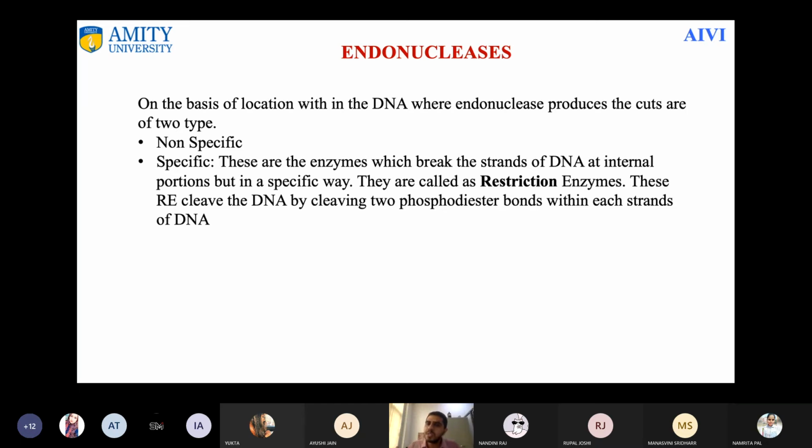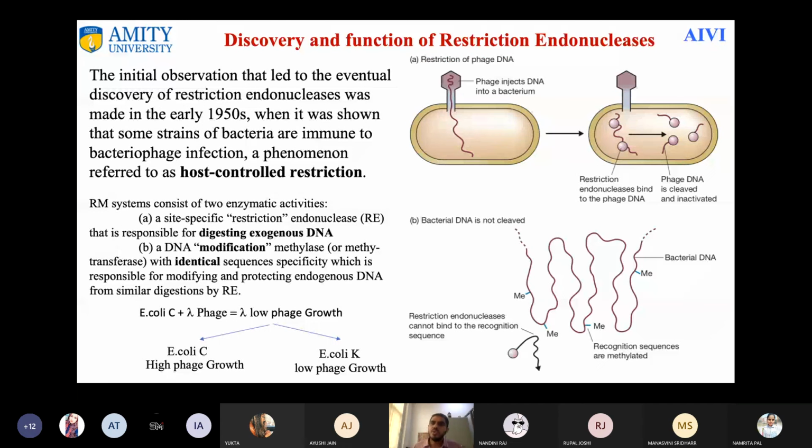So the specific thing is that they are restricted to particular sites. We give these enzymes a new name: restriction endonucleases, or RE. As I mentioned, they are of very much importance, so we are going to study these enzymes in further detail, how they work and how they were discovered. I'm halting today's lecture at this point, and in our next class we'll talk about these in detail.